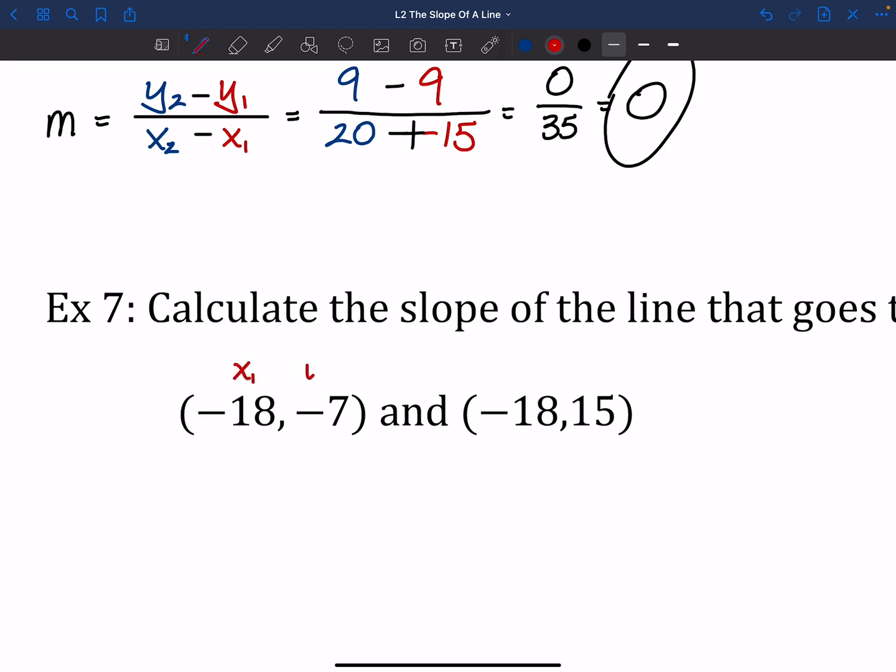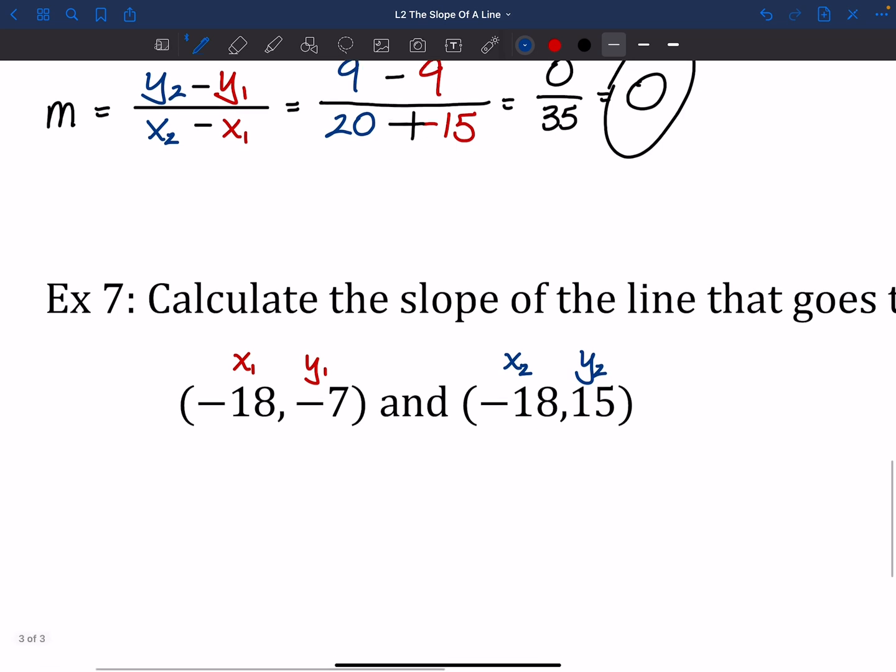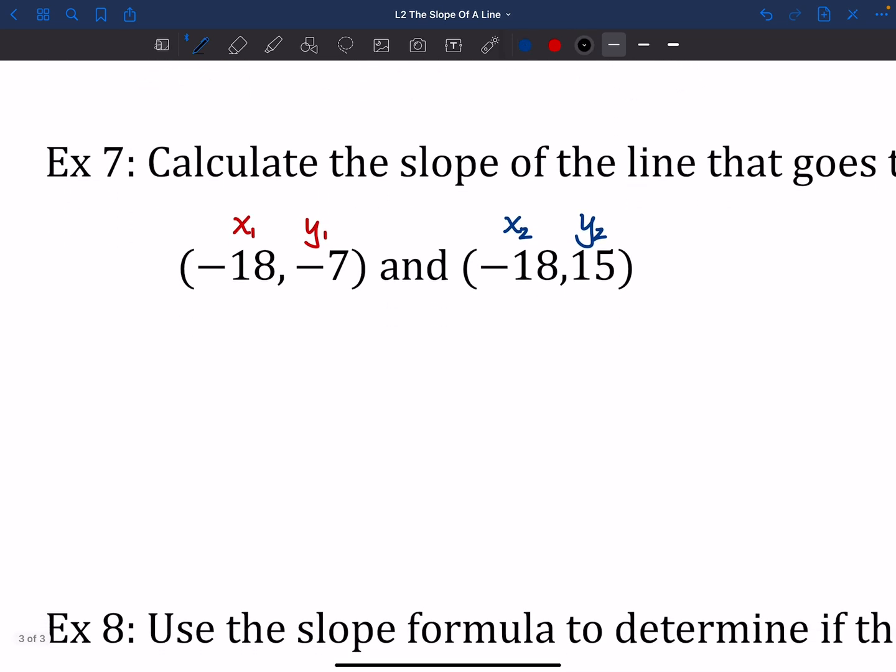I'm going to label these x1 and y1, x2 and y2. After that, I'm going to set up my skeleton. M equals big fraction with some subtraction. And then on the top, we got y2 minus y1. And then on the bottom, x2 minus x1. Ugh. So again, the reason that we set up the skeleton is for situations like this. On the top, we'll turn that into one big plus. Same thing on the bottom.